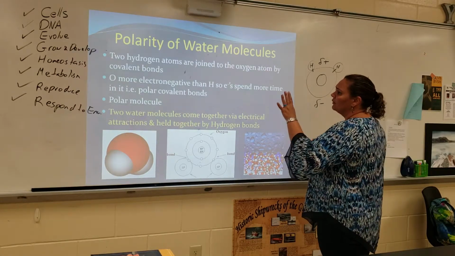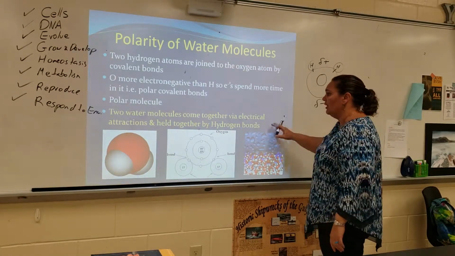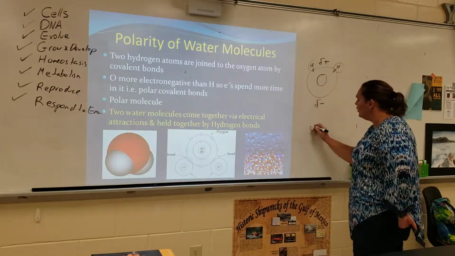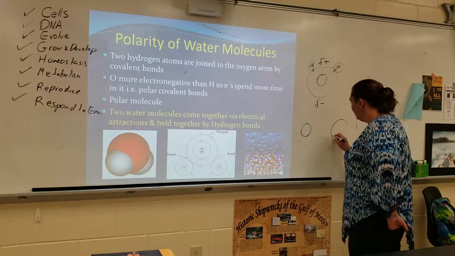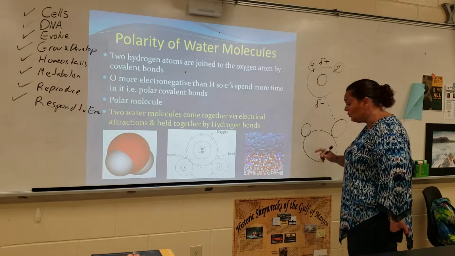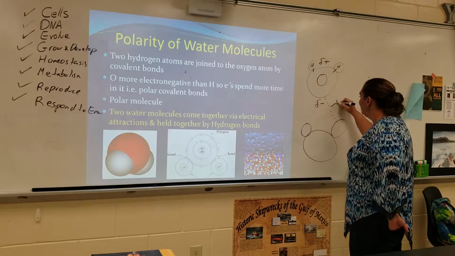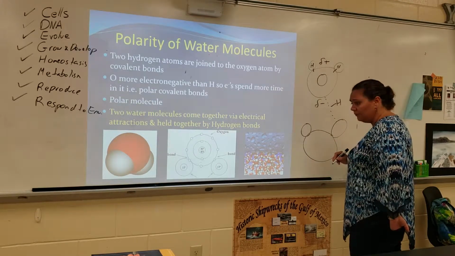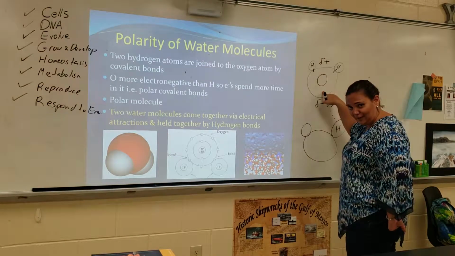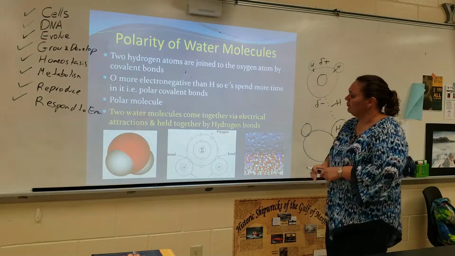2 water molecules come together via electric attraction and are held together by hydrogen bonds. So a second water molecule is going to come together right here. What is going to bond this water molecule to the next one? That's your hydrogen bond. Because it's a hydrogen bonding to an electronegative element. Okay? We're good?